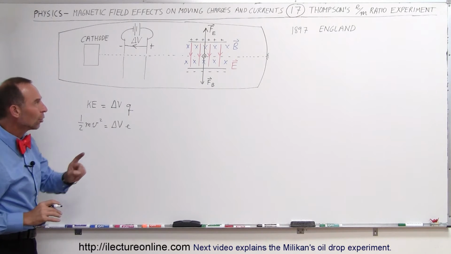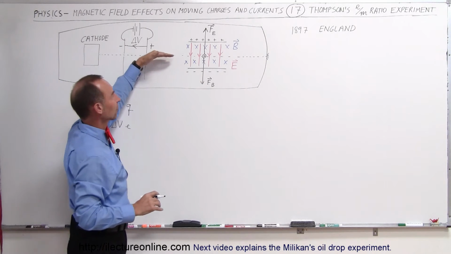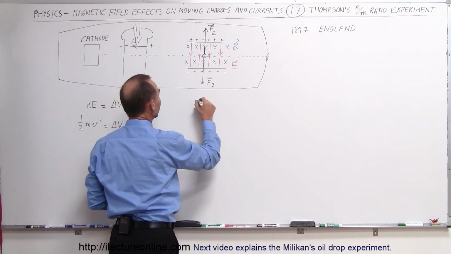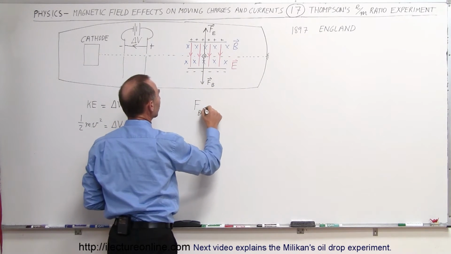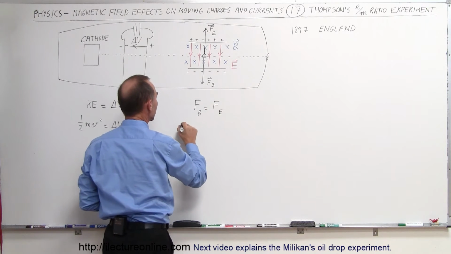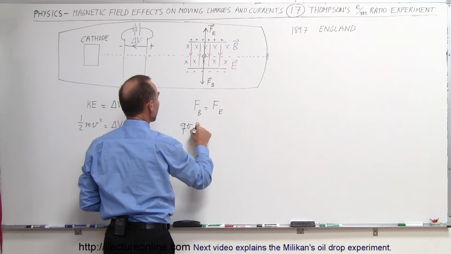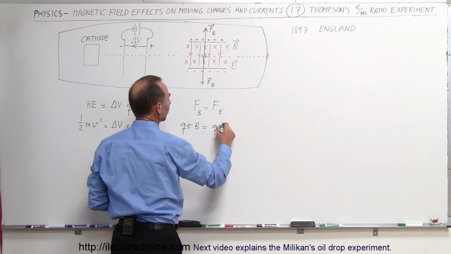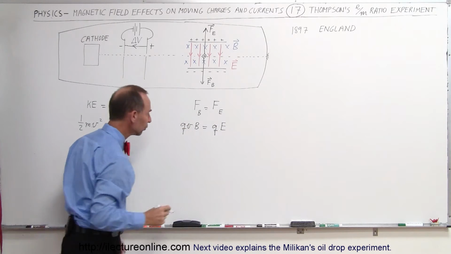At the same time, we can also say that the velocity of the electrons that get past this point could be determined by setting the force of the magnetic field equal to the force of the electric field on the electrons. For the magnetic field, that would be qvB, and for the electric field, it would be the charge times the electric field strength, qE.